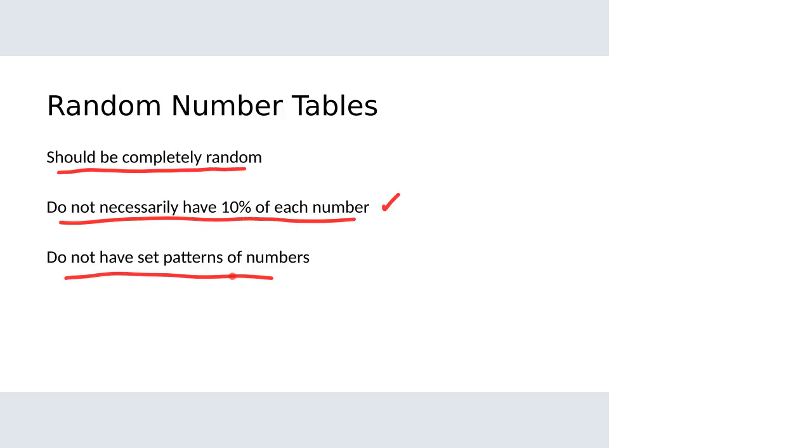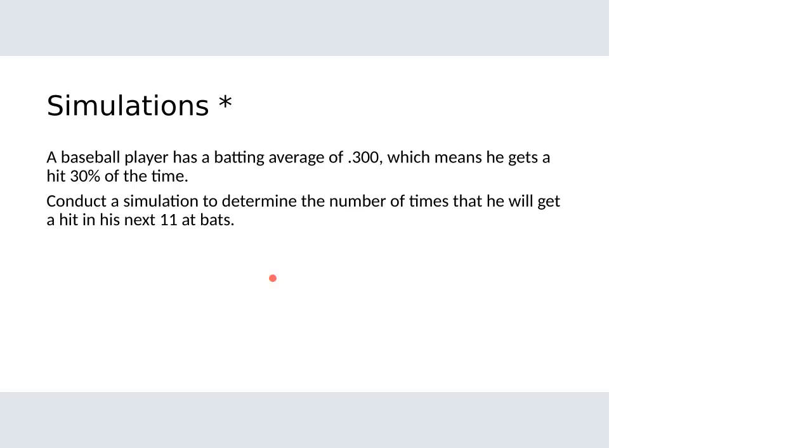By a strange coincidence, it could have 10% of each number, but it doesn't have to. And then it shouldn't have any set patterns like 1, 1, 1, 1, 1, 2, 2, 2, 2, 2. That would kind of take away from the random. So those are some properties of a random number table. It should be random. It doesn't necessarily have to have 10% of each number. You could have a whole bunch of nines on there, for example, just the way this one turned out. And as far as set patterns go, we're not looking for that. We're not looking for 1, 2, 3, 4, 5, 6, 7, 8, 9, 0 over and over again. That wouldn't be random.